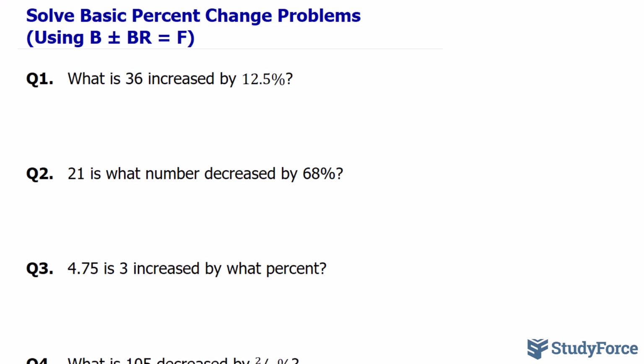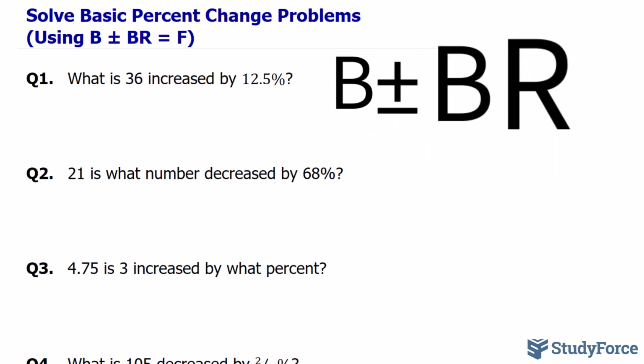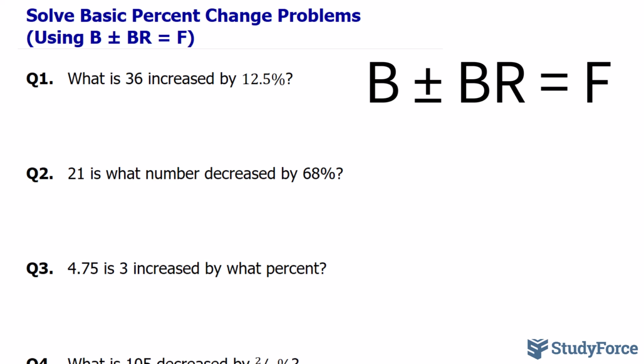Let's explore how to solve percent change problems using the formula b plus minus br is equal to f, where b is the initial value, r is the rate of change, and f is the final value. By working through different scenarios, we'll see how to calculate increases, decreases, and find original values before a change occurred. Knowing how to answer questions like these builds a strong foundation for solving problems in many practical situations involving percentages.